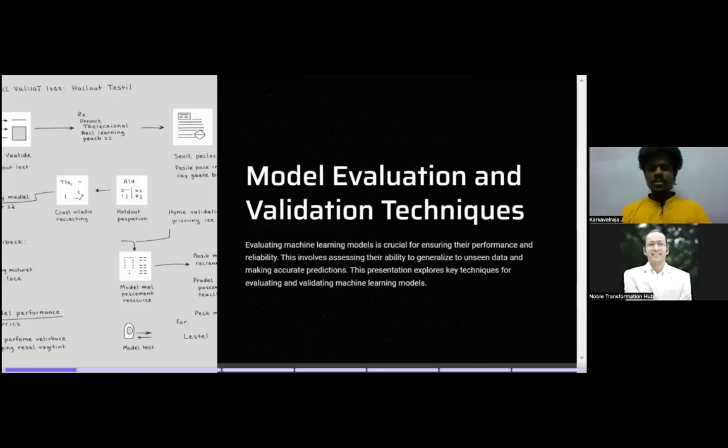Evaluating machine learning models is crucial for ensuring their performance and reliability. This involves assessing their ability to generalize to unseen data and make accurate predictions. This presentation explores key techniques for evaluating and validating machine learning models.